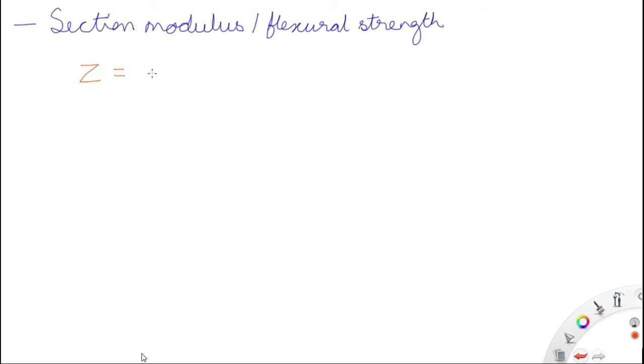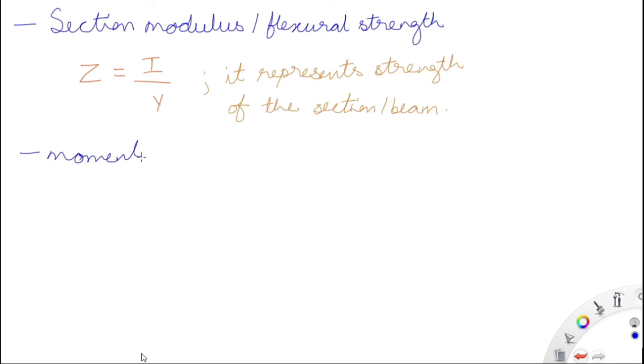Now section modulus or flexural strength. Section modulus Z is equal to I by y. I is the moment of inertia, y is the distance of the fiber from the neutral axis. So it represents the strength of that section or the beam.